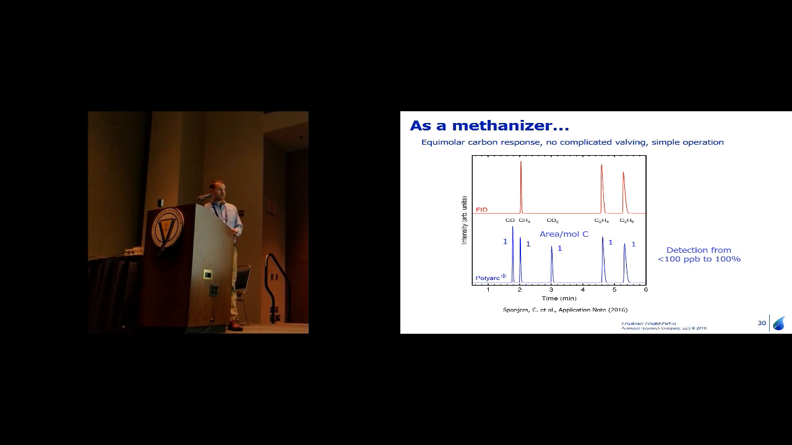Here was 5% CO and CO2 in a mixture of methane, ethylene, and ethane. And you see here with the FID, you don't see CO and CO2. With the Polyarc reactor in there, you see them with the same sensitivity as all the other peaks.